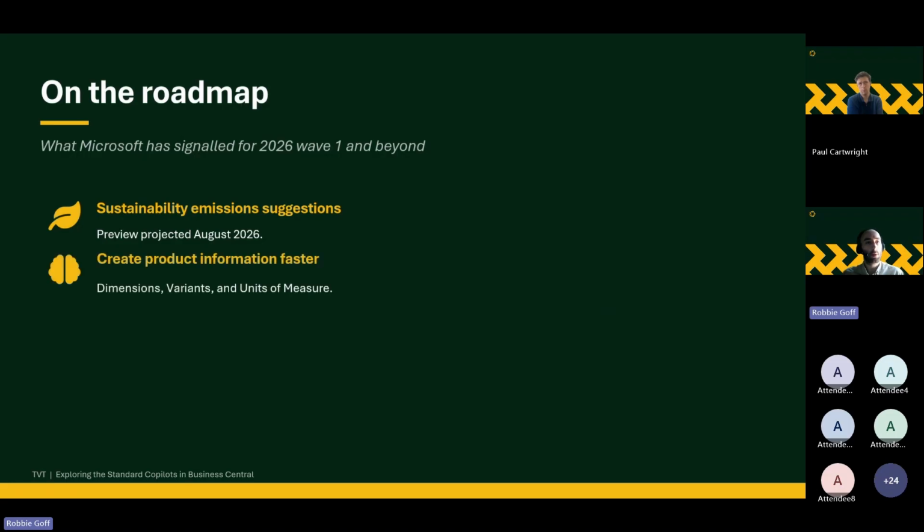There's also create product information faster, I've put there. So you'll see in the Copilot capabilities screen, to enable the item substitutions, it's actually called create product information. And that's because in the future, Microsoft have signaled that you'll be able to generate dimensions for your items, variants, and units of measure as well using Copilot. However, that has been proposed for quite a while and we haven't heard anything just yet. So this year, hopefully, but yeah, not entirely sure. More languages as well. That might actually already be out, supporting more languages. I'm not quite sure. That's on the roadmap.